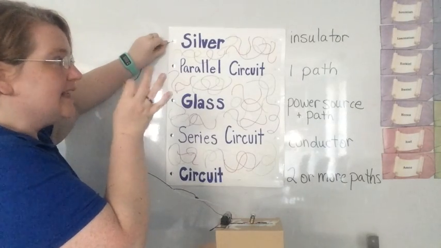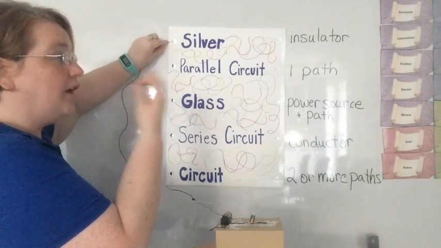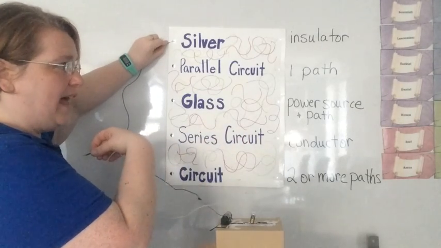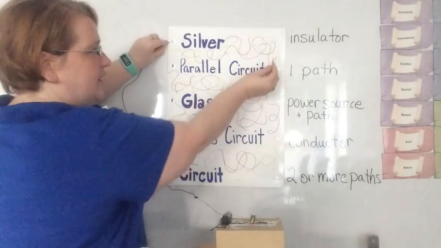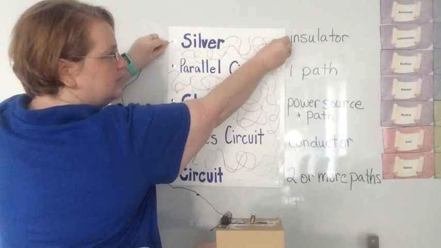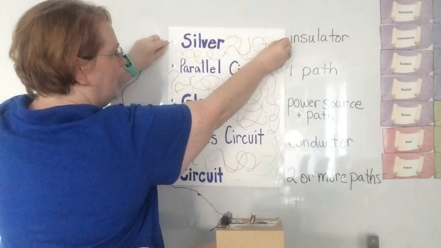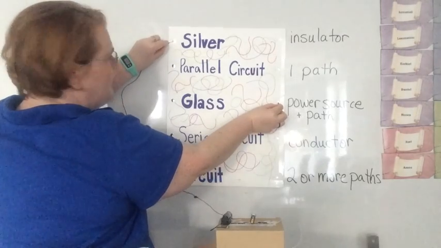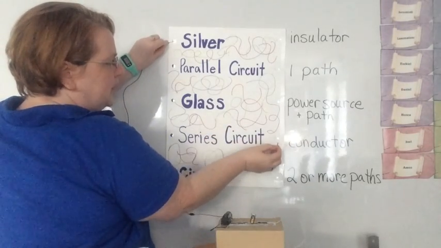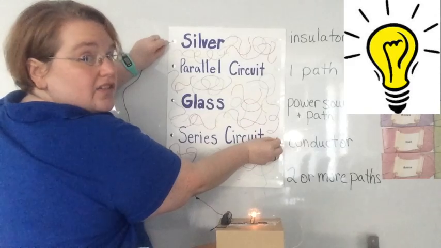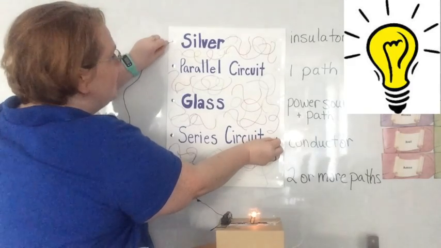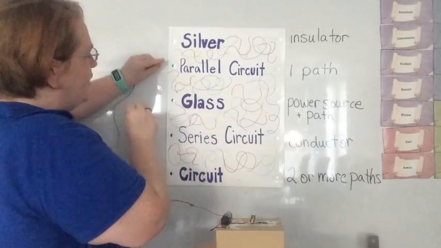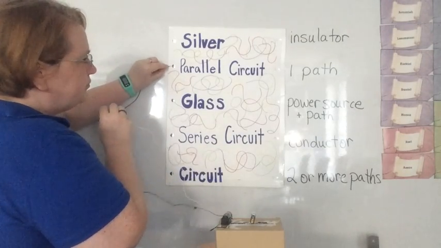Okay. Is it an insulator? Is silver one path? Is it a power source? Is it a conductor? Or is it 2 or more paths? So let's try the word insulator. Let's see if the light bulb lights up. No light bulb. How about power source and a path? No, the light bulb didn't light up. How about the word conductor? Did you see that? The little light bulb came on. Silver is a kind of conductor. Why? It's a metal.